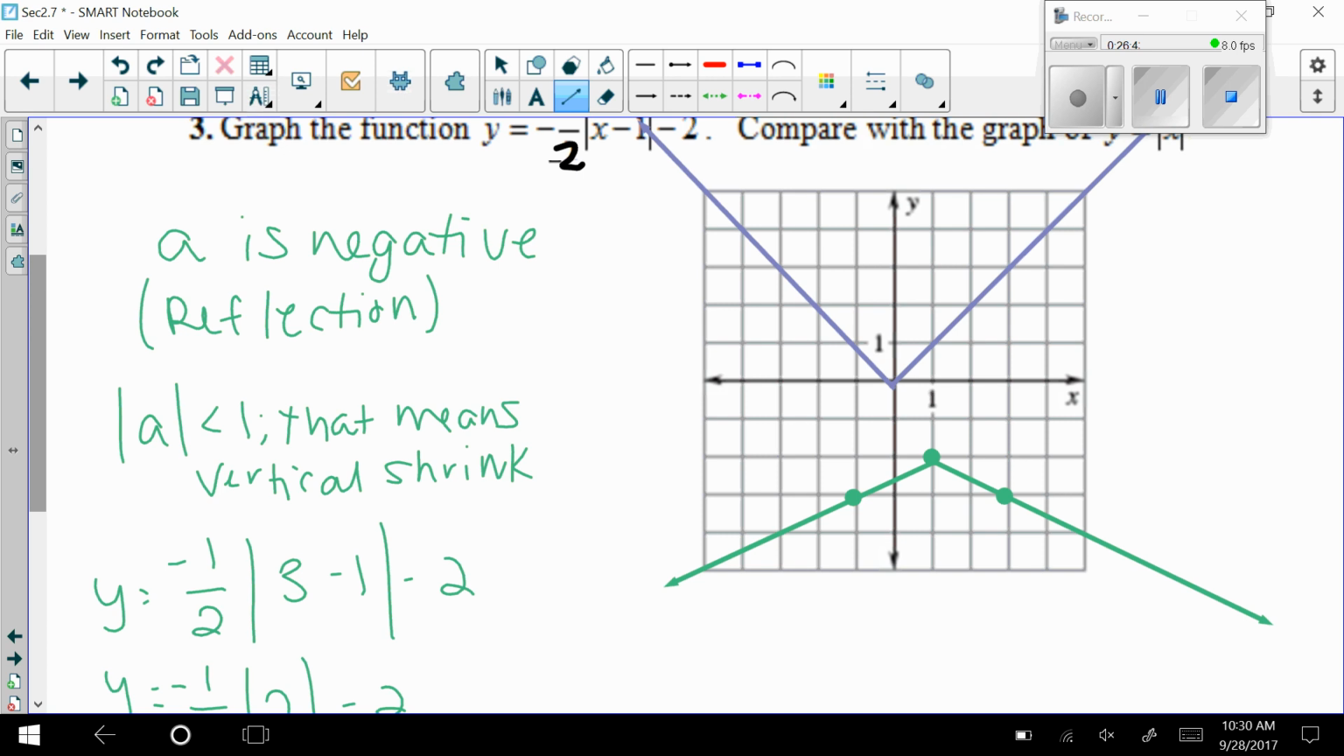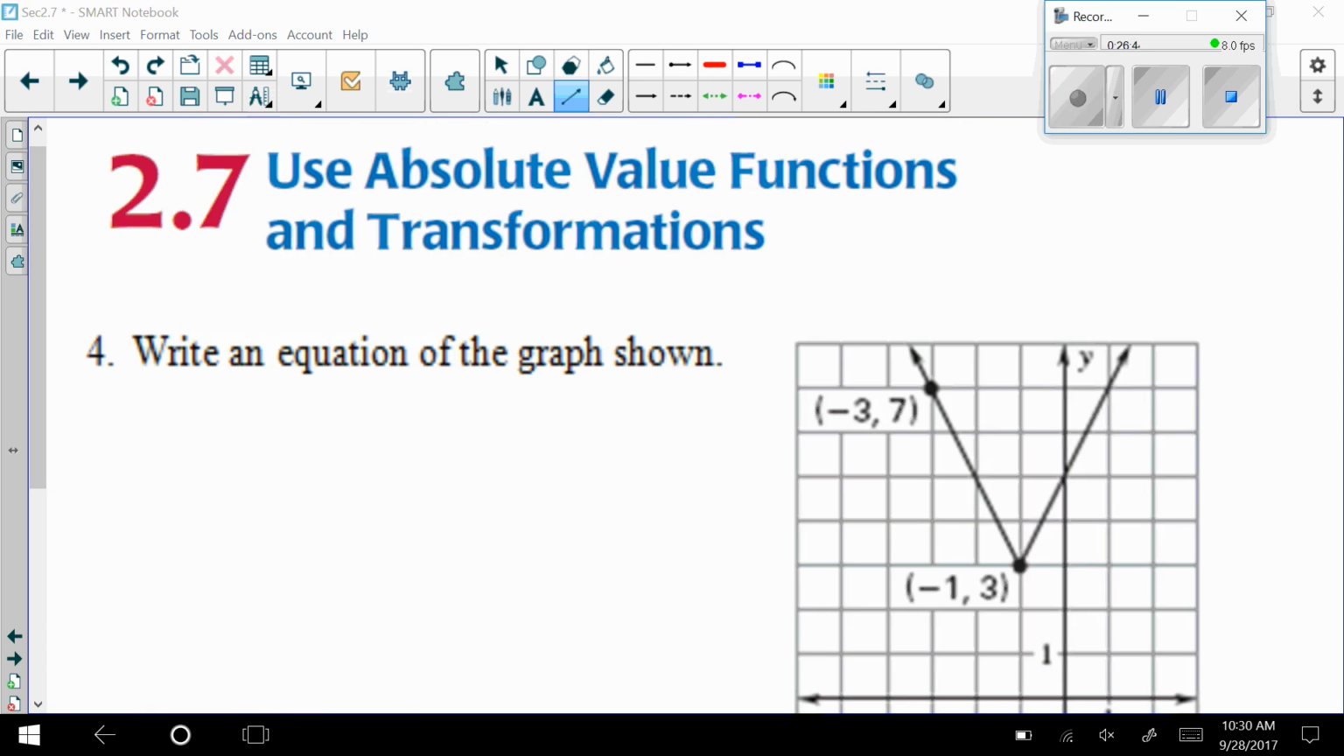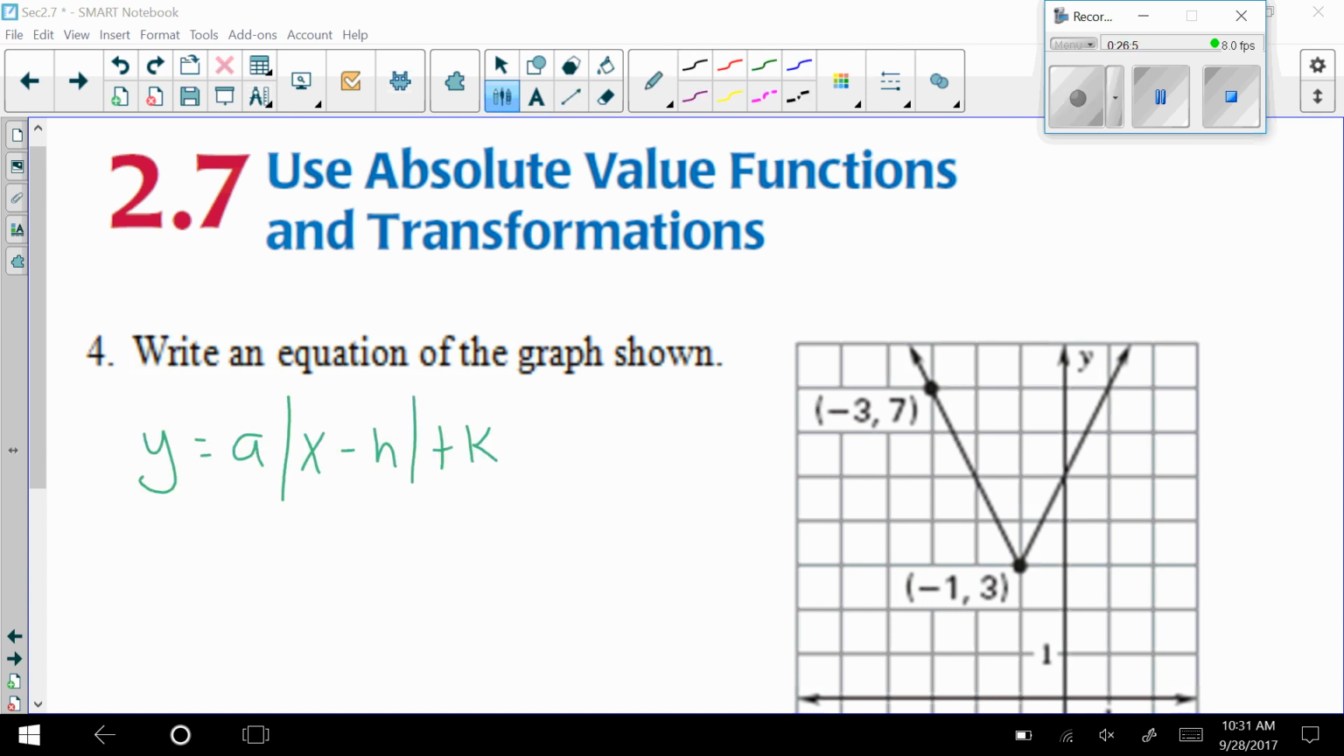And then lastly, you can try this last one on your own. Write an equation for the graph shown. Please unpause for the solution. So again, here's our general equation for an absolute value function that has a vertical or horizontal shift and a vertical shrink or stretch. So I can begin by identifying my vertex, which is -1, 3.